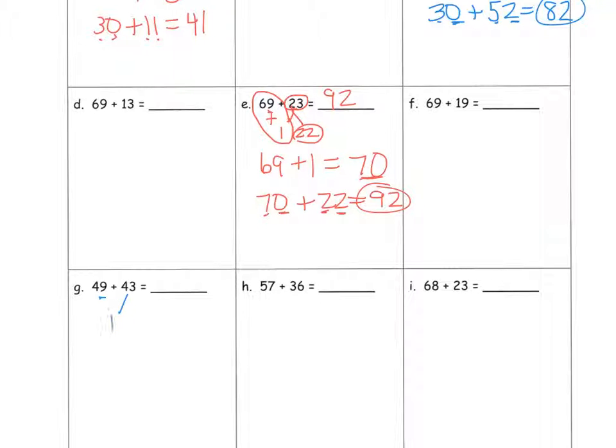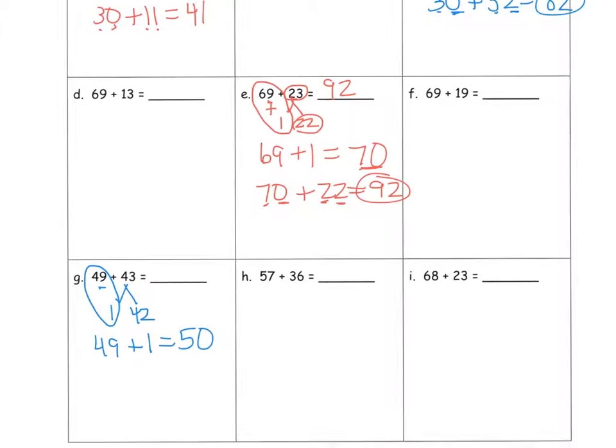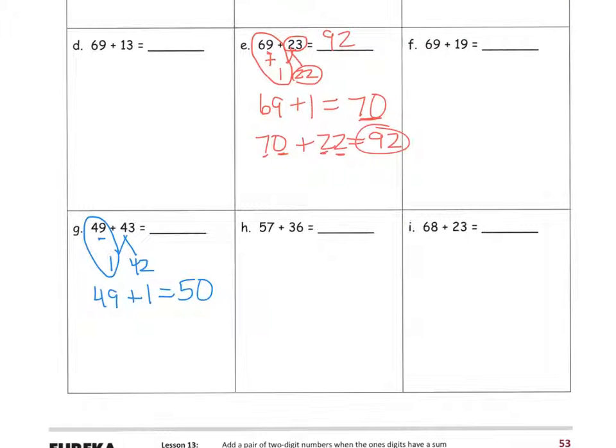So I'm going to take 1 from the 43. And I know 1 and 42 make 43. And I'm going to add 49 plus 1 to get me to my 50, because I want to get to my next 10. And then I'm going to take that 50 of these two right here that I combined, and I'm going to add it now to the 42.